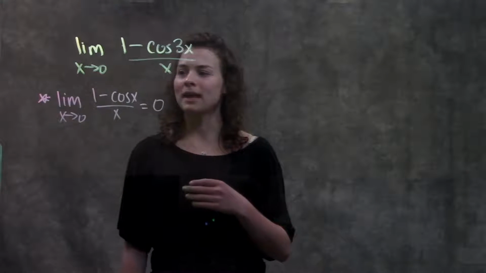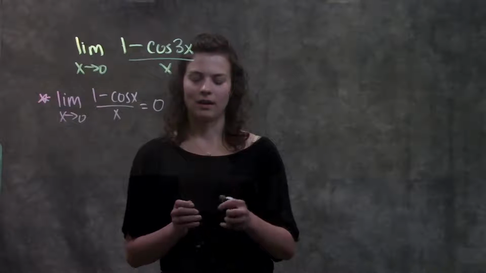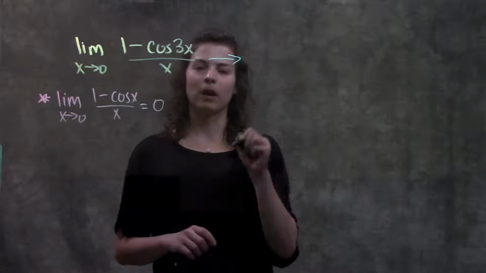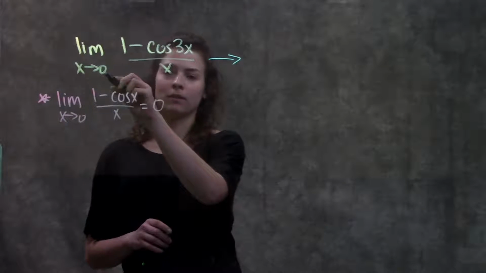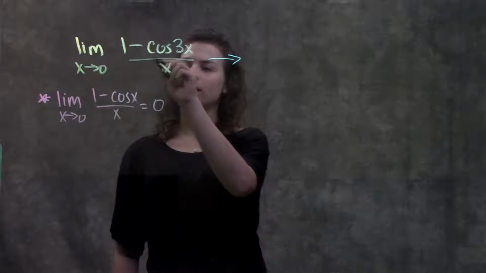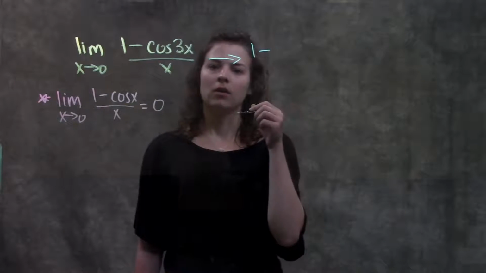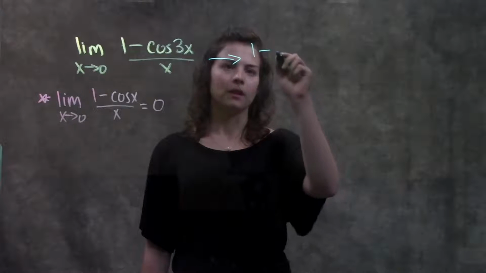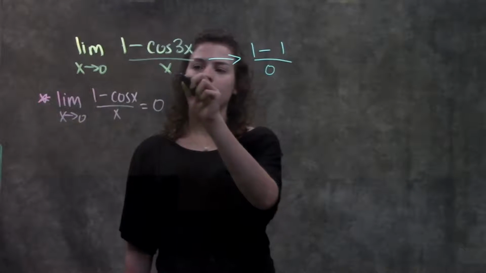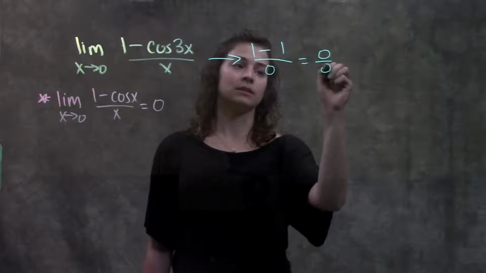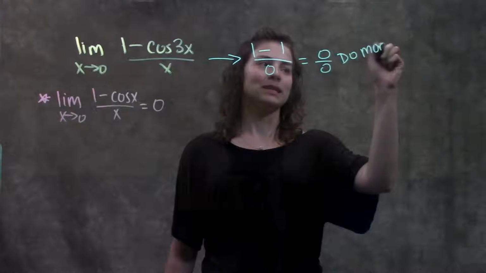Okay, so it says the limit as x approaches 0 of 1 minus cosine 3x over x. All right, first step with these types of problems is we try direct substitution. So wherever we see an x, we're going to plug in a 0. On the top, I get 1 minus cosine of 3 times 0, just 1 minus cosine of 0. Remember, cosine of 0 is 1, so 1 minus 1. Over on the bottom, I plug in 0 for x. I get 0 over 0. We all know what this means. Indeterminate form means we need to do more work.